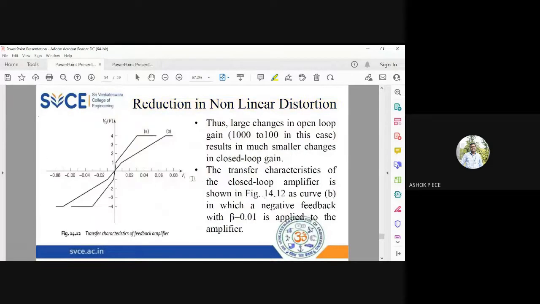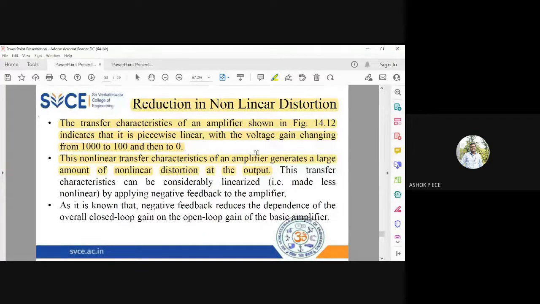Any amplifier has to be perfectly linear. If you draw the input output graph, it should be a perfect straight line. Then only you can say it is linear. But how is it here? It is increasing, then constant. So here it is linear. Here it is linear. Here it is non-linear. So overall non-linear. This non-linearity is going to create a lot of issues in the amplifier, because you are going to generate a lot of unwanted distortion.